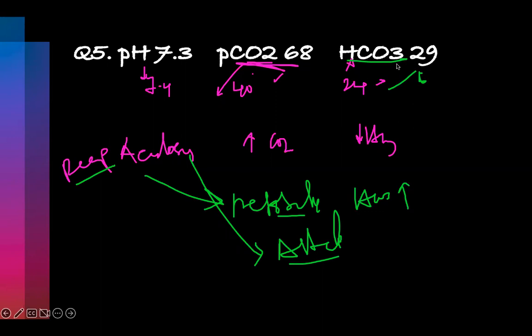It went up, but the pH is still not normal. It's 7.3, close to 7.4. So this is compensated, but it's partially compensated. It did not go up enough to bring this to 7.4. So this is respiratory acidosis partially compensated.